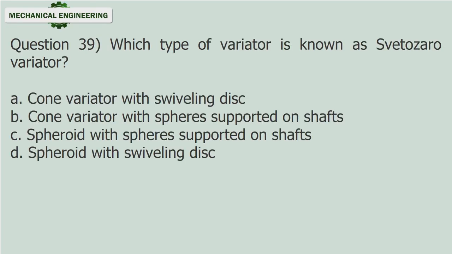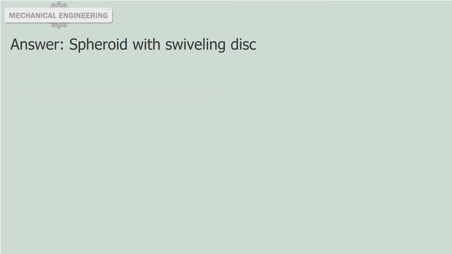Question 39. Which type of variator is known as Feto Zero variator? A. Cone variator with swiveling disc. B. Cone variator with spheres supported on shafts. C. Spheroid with spheres supported on shaft. D. Spheroid with swiveling disc. Answer: spheroid with swiveling disc.